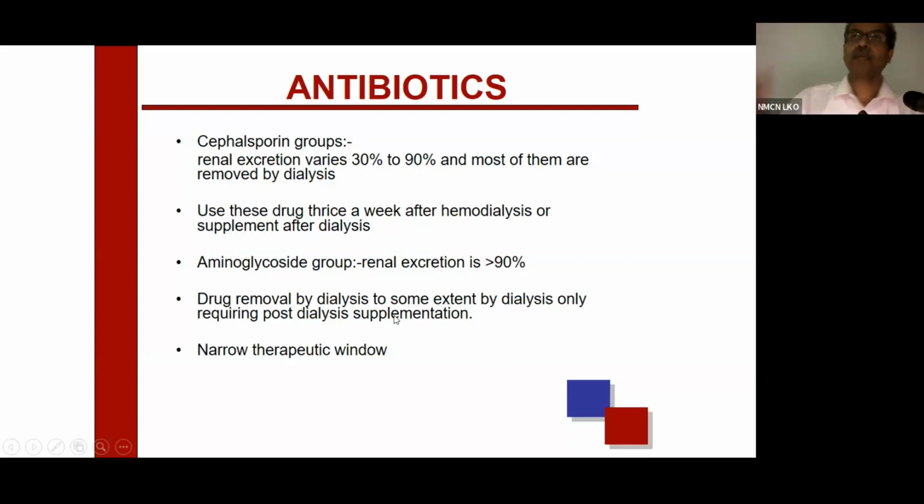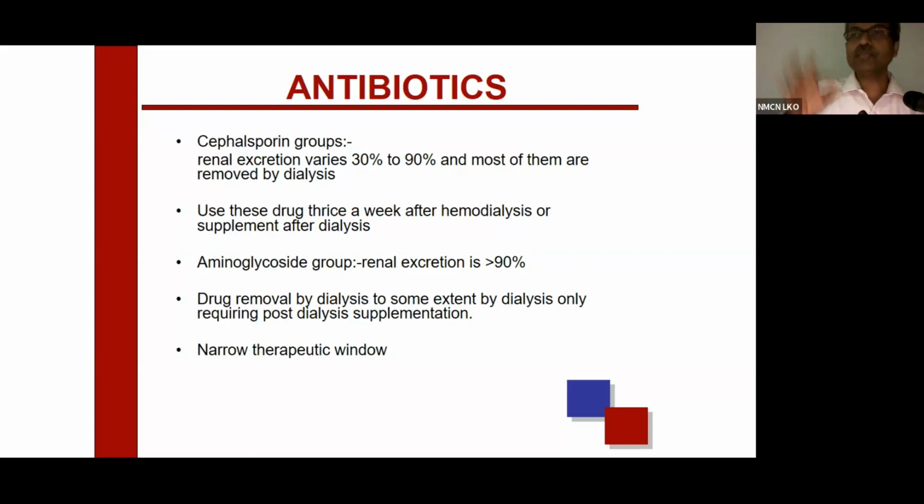Just giving one example. Suppose we have to give vancomycin to patients on dialysis, what do we do? We give one dose, 1 gram, once a week, in 5 to 7 days. And the concentration of this vancomycin is not cleared through conventional dialysis. So that remains in adequate concentration for a week's time. So a similar effect is achieved by giving vancomycin once a week.